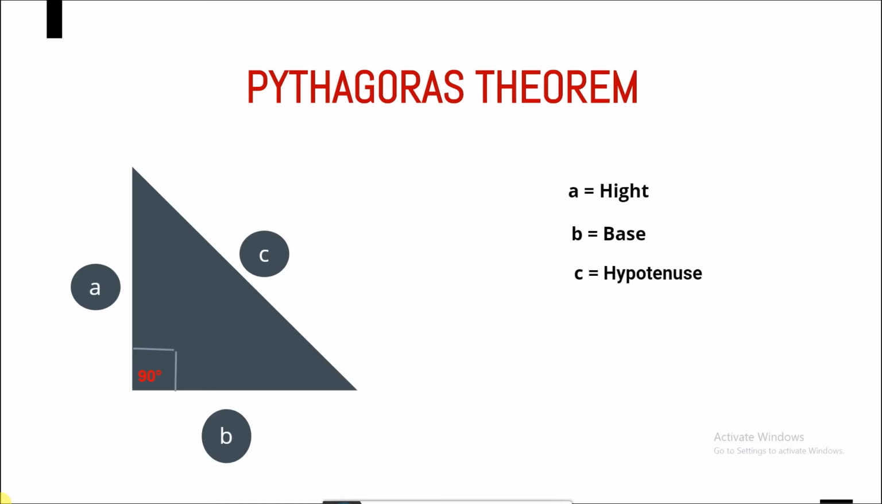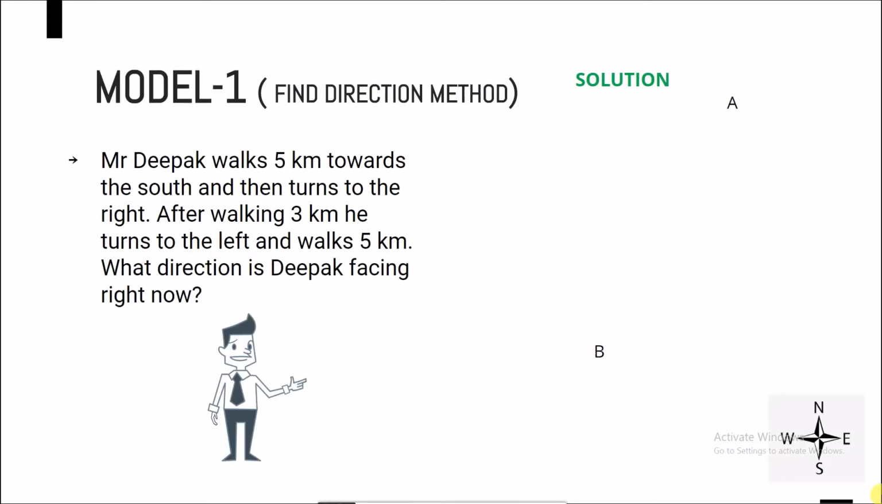Here observe the right angle triangle we take. A denotes height, B denotes base and C denotes hypotenuse. Coming to the formula, we find the hypotenuse. Hypotenuse square is equal to the sum of height square and base square. Finally we get the formula C square equals A square plus B square. Let's understand the above discussed concepts with the help of some solved examples.